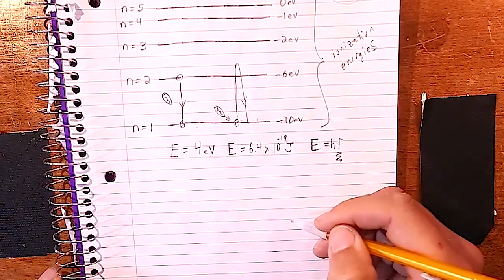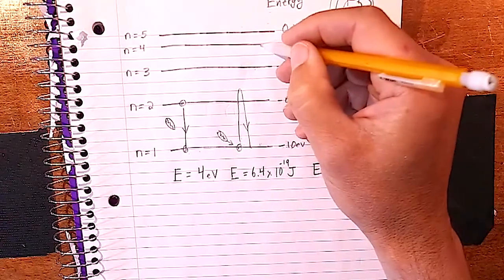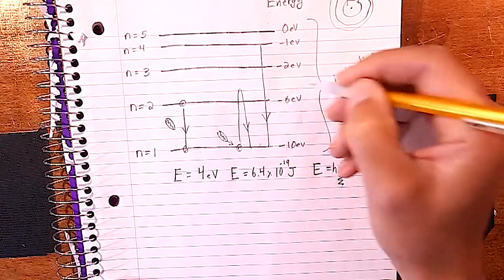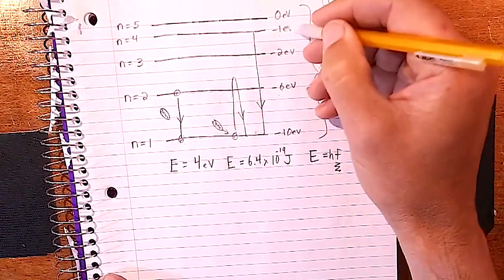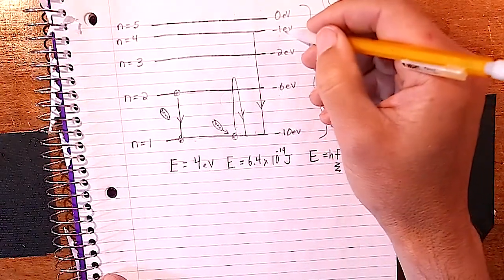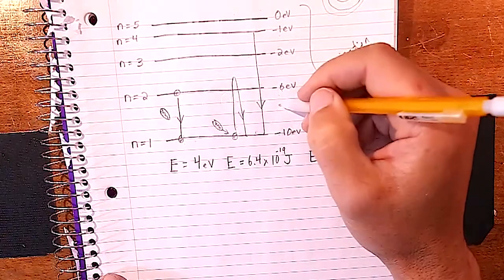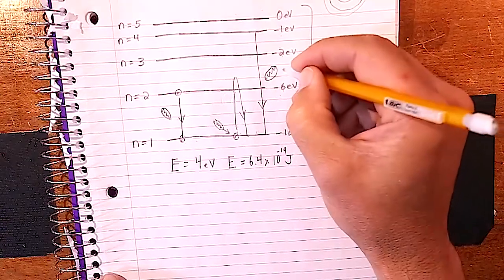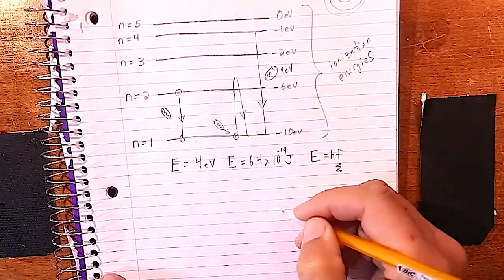Okay, so if an electron is n equals 4 and jumps down to n equals 1, I'm just going through every different combination that you could have. That's jumping from 1 to 10, so that's a difference of 9 electron volts. So this emitted photon would be 9 EVs.